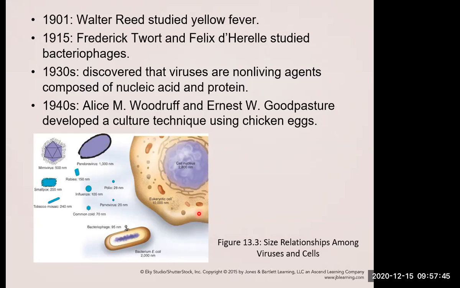So then once we learned about what a virus was in the 30s, in the 40s, there was a culture technique used. Your book shows an image of this towards the end of the chapter, where you could take a fertilized chicken egg and inject a virus into it, and then that can grow more virus. So the machinery of the egg is used to produce more viral particles.